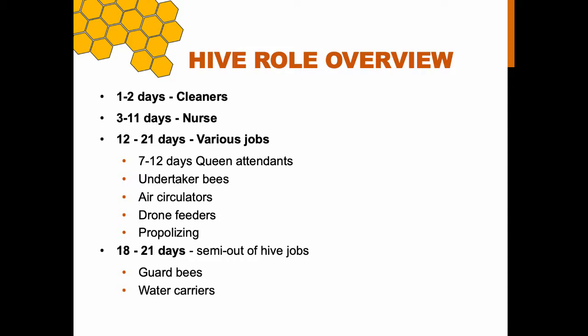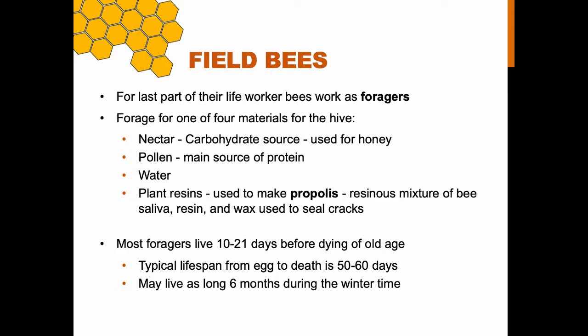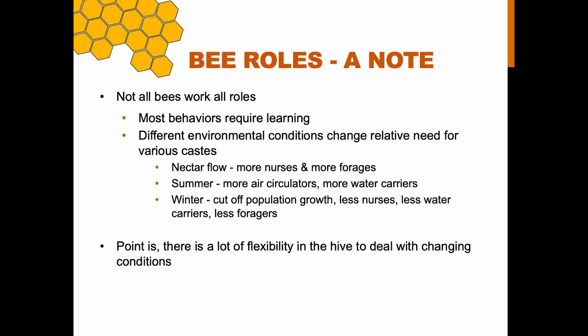With that, this is the general overview of their life cycles. In the first 1 to 2 days, they tend to be cleaners. Then as their hypopharyngeal glands develop, the majority of hive bees will become nurses, taking care of offspring. After that, they enter a period where they perform any number of jobs from days 12 to 21. Around days 18 to 21, they will start doing semi-outdoorsy jobs. They're not full-blown foragers, but they're out there roaming around.